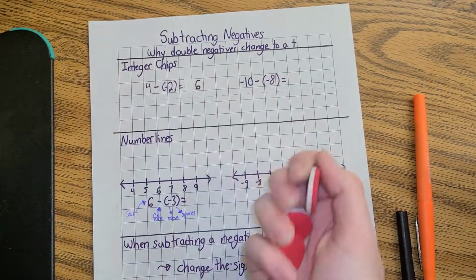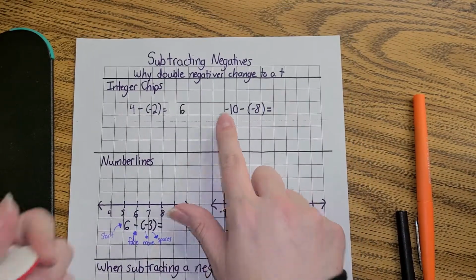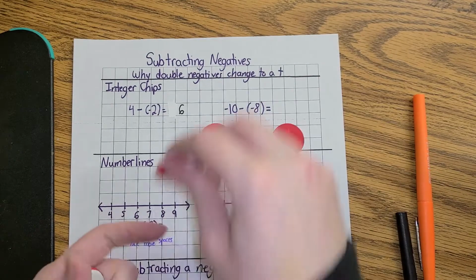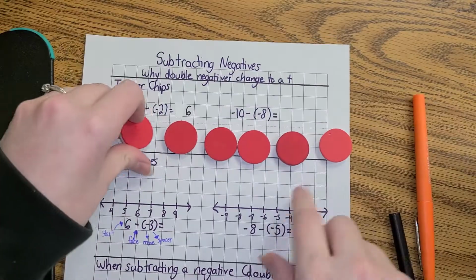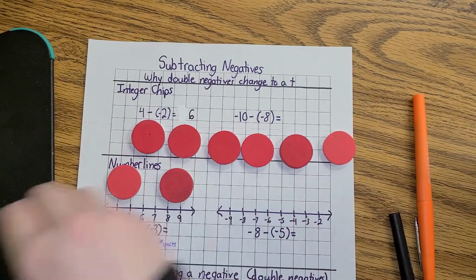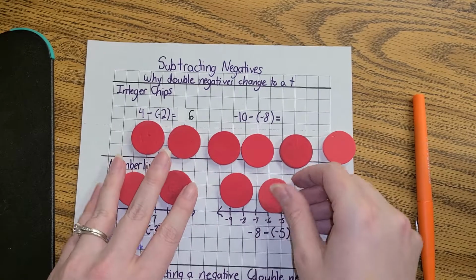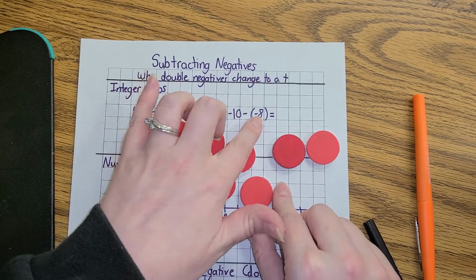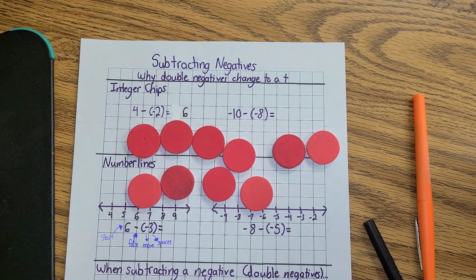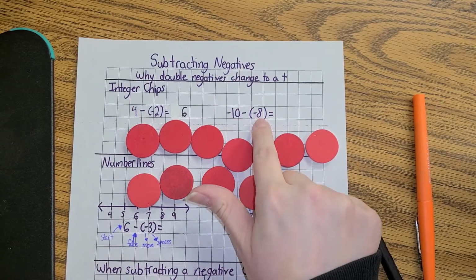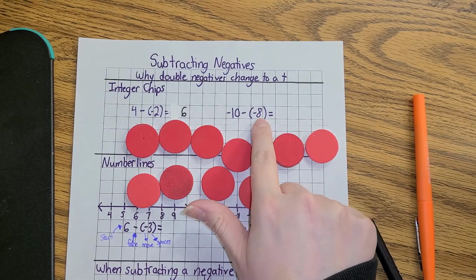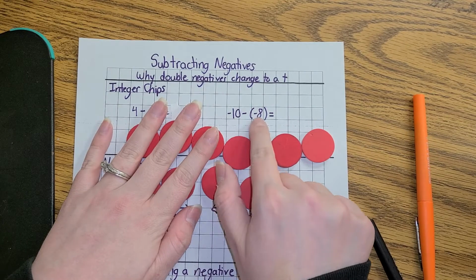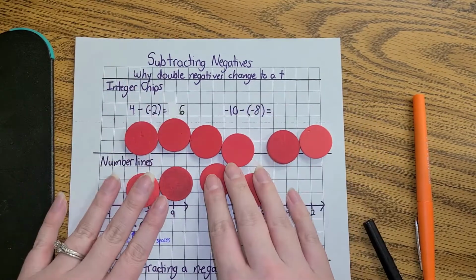Now we're going to try this with negatives. Okay, starting number. So I have -10. Okay, I owe somebody $10. 1, 2, 3, 4, 5, 6, 7, 8, 9, 10. And I need to subtract -8. I'm going to take off a debt of $8, okay? I owe somebody 10, and now I get to take away a debt of 8, all right?